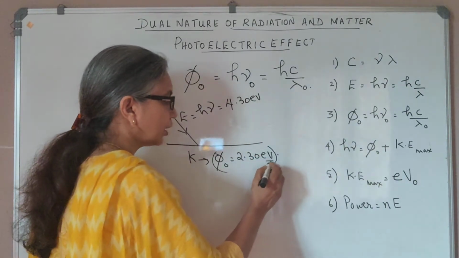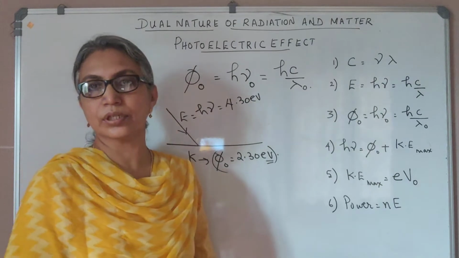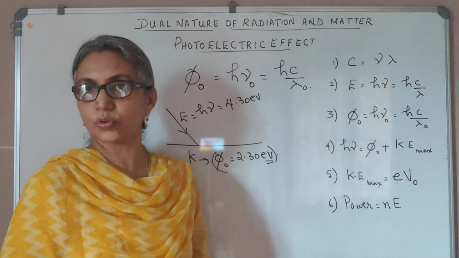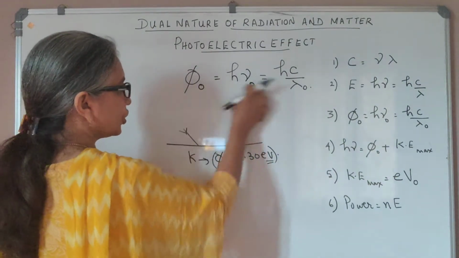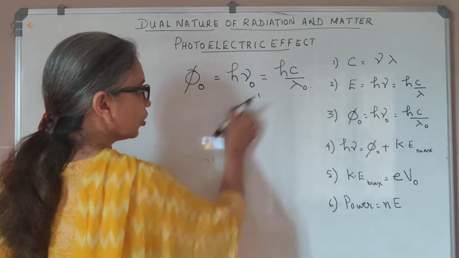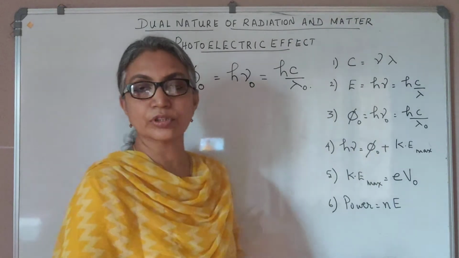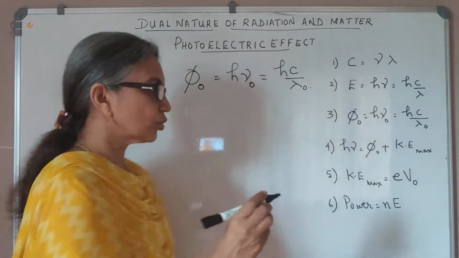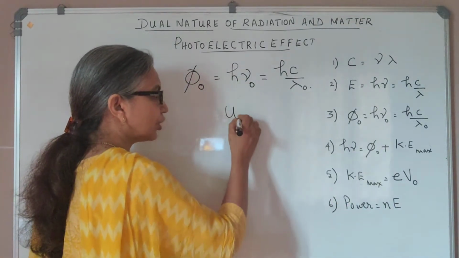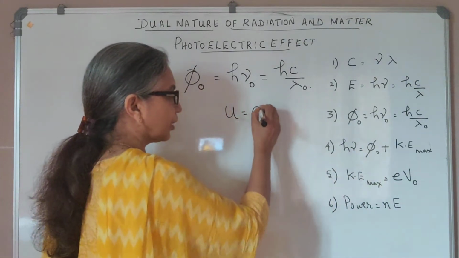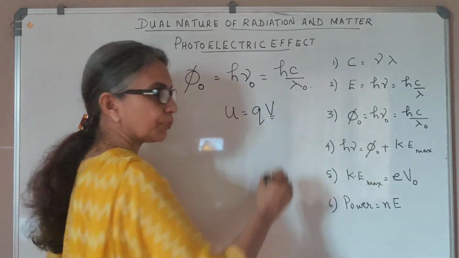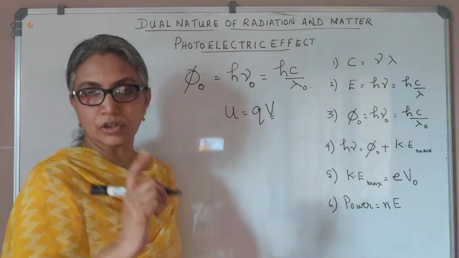Electron volt, you will see, is a very commonly used unit of energy in nuclear physics. 1 electron volt is the energy acquired by an electron when it is accelerated through a potential difference of 1 volt. As you learned in the second chapter, the potential energy of an electron when accelerated by a potential difference is given by Q times V, where V is the potential difference. That is work done on unit charge.